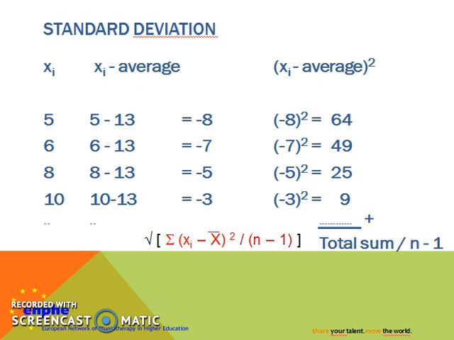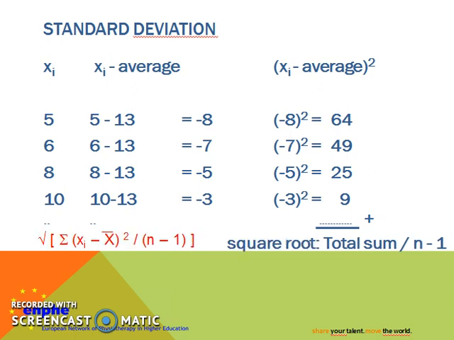After that, the total sum is divided by the number of participants minus 1. And finally, the square root is taken. Then the calculation of the standard deviation is done. Of course, you can use a calculator, Excel, or statistical software to calculate it, but be aware of the steps which are used to calculate it.